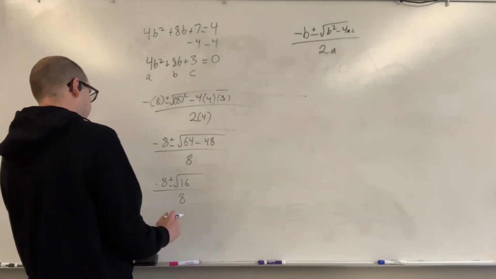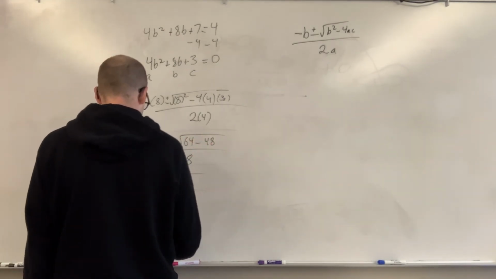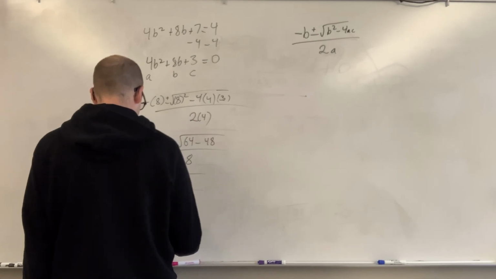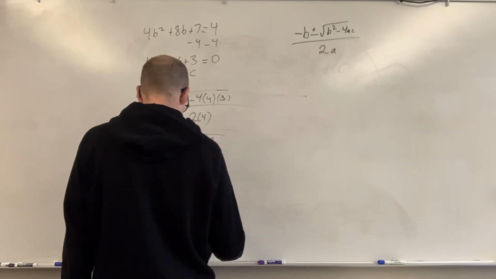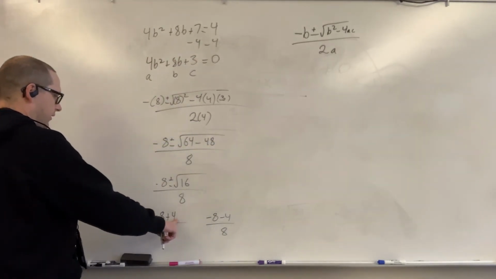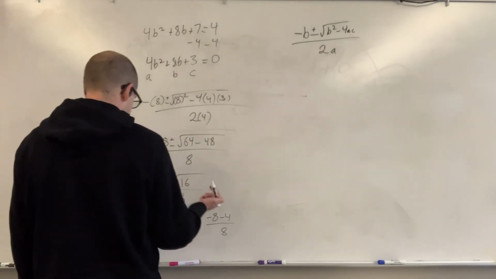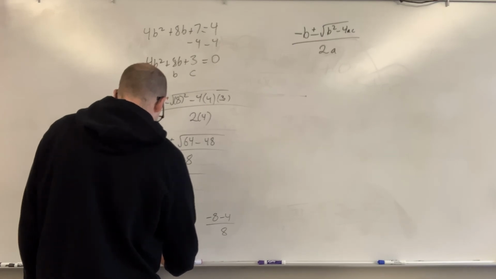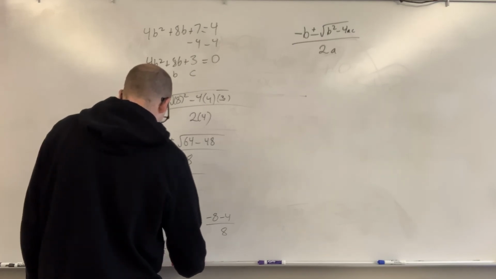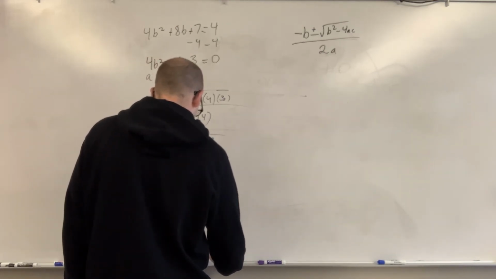All right, so then square root of 16, super duper easy, is 4. So negative 8 plus 4 over 8, and we have negative 8 minus 4 over 8. Where did I get this 4? 4 is the square root of 16, because 16 makes a perfect square. So negative 8 plus 4 over 8 is going to be negative 4 over 8, which is negative 1/2.